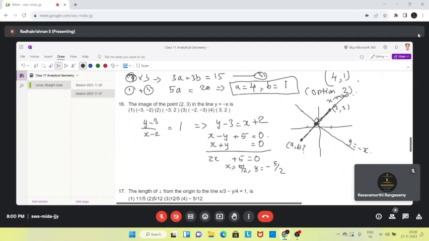So adding gives me x equal to minus 5 by 2, y equal to plus 5 by 2, because 2x plus 5 equal to 0, right? X equal to minus 5 by 2, y equal to plus 5 by 2. So that is this point, x equal to minus 5 by 2, y equal to plus 5 by 2.